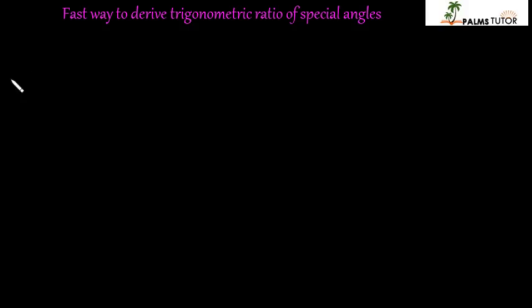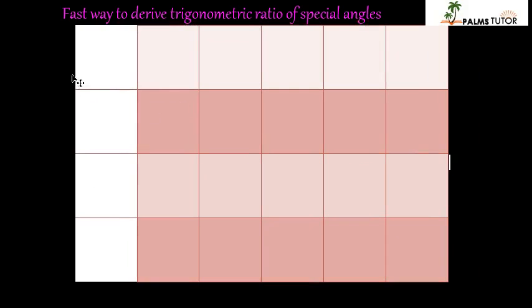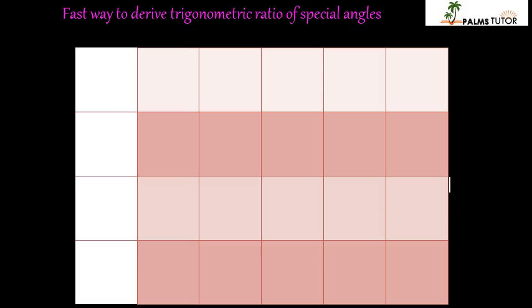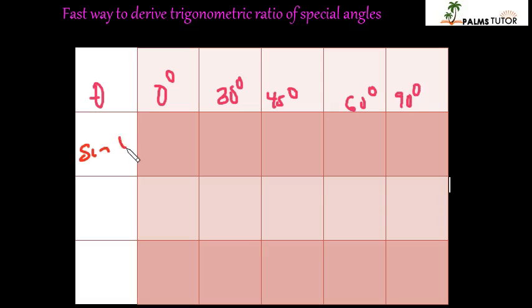Hello guys, I'll teach you a very fast way to remember your basic trigonometric ratios for angles that can be expressed in such forms. So draw a basic table like this. Label it theta. We have 0 degrees, 30 degrees, 45 degrees, 60 degrees, and 90 degrees. I want to calculate sine theta, cos theta, and tan theta.